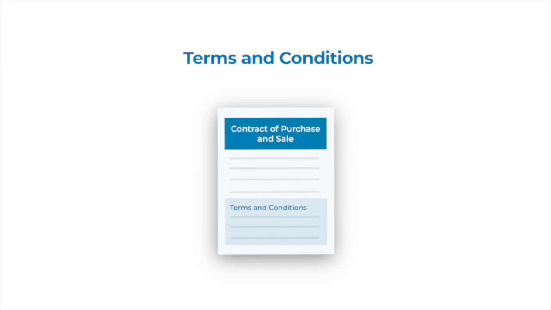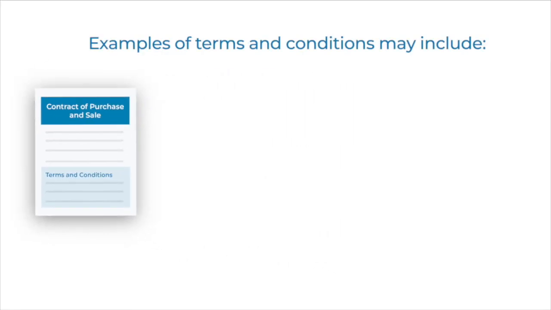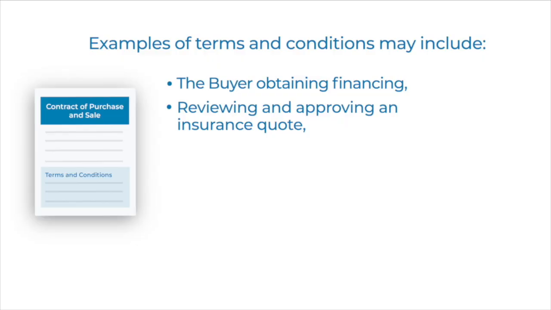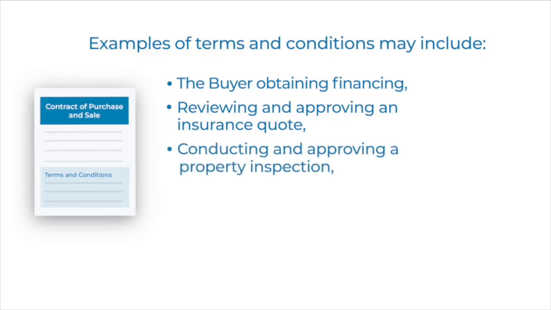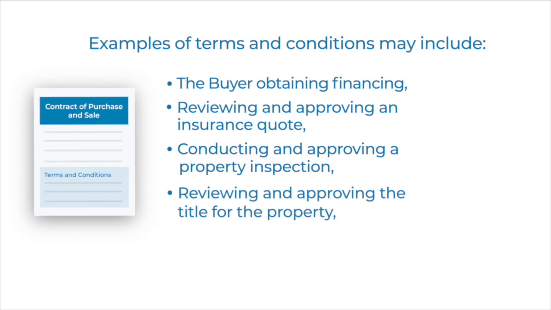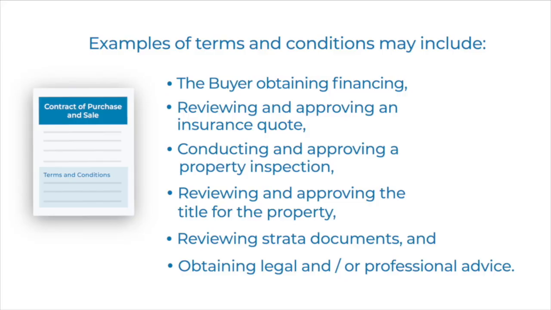Terms and conditions. Most transactions have unique terms and conditions that must be documented. This section of the contract of purchase and sale residential is used to include those terms and conditions. Some conditions may state that they are for the benefit of one party and may need to be satisfied or waived in order for the transaction to complete. Examples of such conditions may include the buyer obtaining financing, reviewing and approving an insurance quote, conducting and approving a property inspection, reviewing and approving the title for the property, reviewing strata documents, and obtaining legal and/or professional advice.